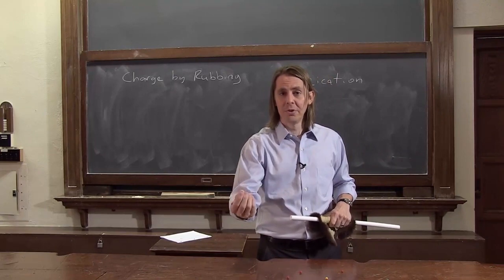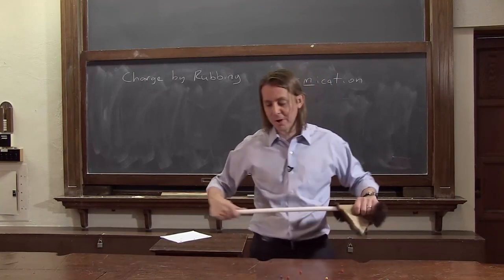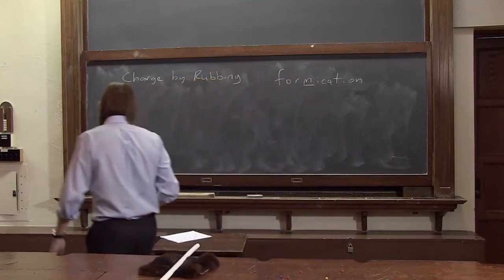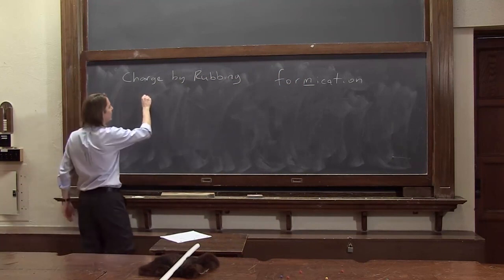It felt a force. It has mass. It went from 0 velocity to some higher velocity, so we applied a force. So that's 3 things going on. So clearly something is happening with this rod when I rub it with a fur. So let's look and see if we can figure out what's going on.